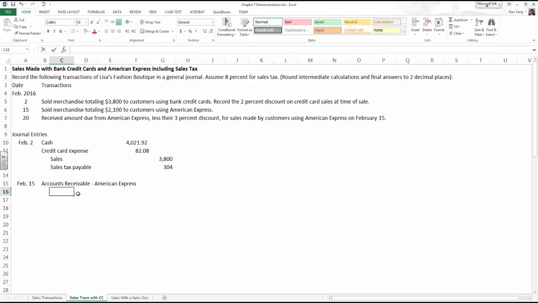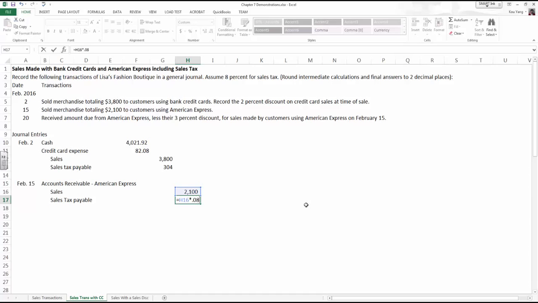I know that I have to record the sale, and the definite amount for my sales is the $2,100. Of course, we have to record the sales tax. Once again, sales tax payable is the $2,100 times the 8%, which is $168. And my total to be received from American Express is $2,100 plus the sales tax of $168.